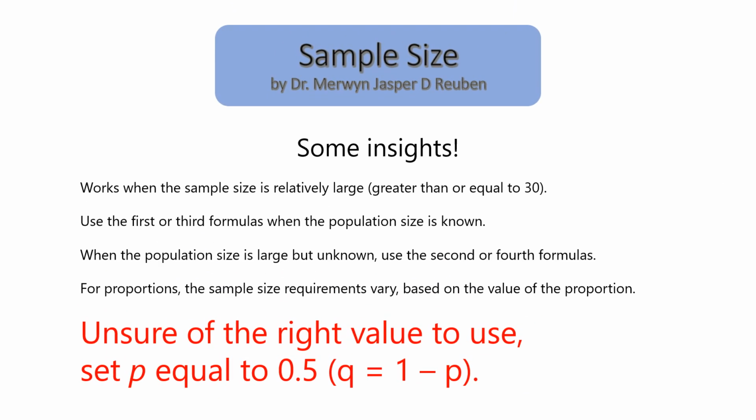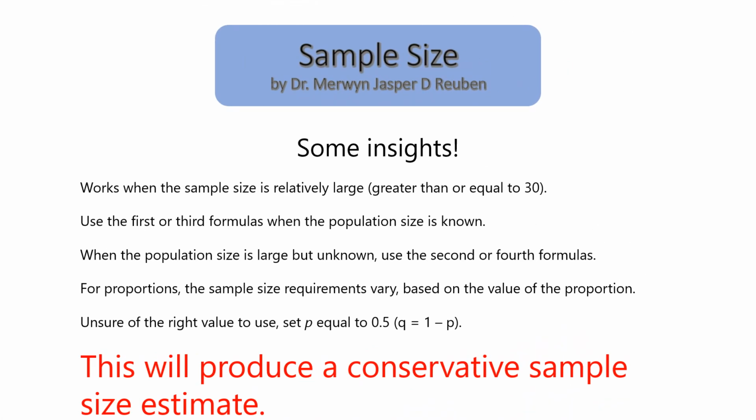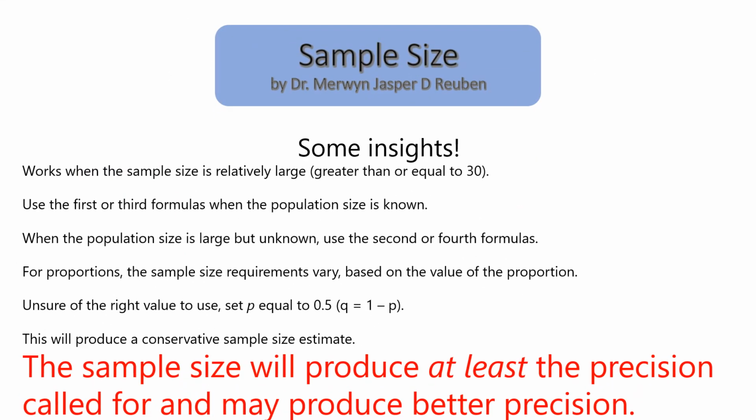If you are not sure of the proportion value, then the right value to use will be to set the p-value equal to 0.5. This tends to produce a conservative sample size estimate. The sample size that is obtained will produce at least the precision called for and sometimes may produce better precision also. This is an easy and elegant way of calculating the sample size.